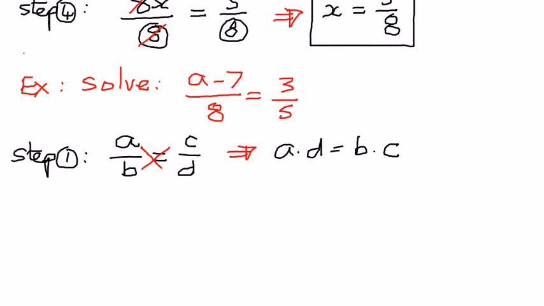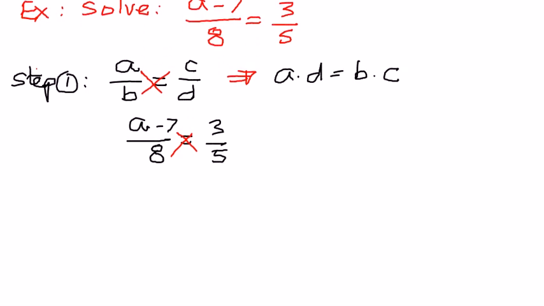In our problem, what we have here is a minus 7 divided by 8 is equal to 3 over 5. We're going to cross multiply these, and then we want to find the value of a.